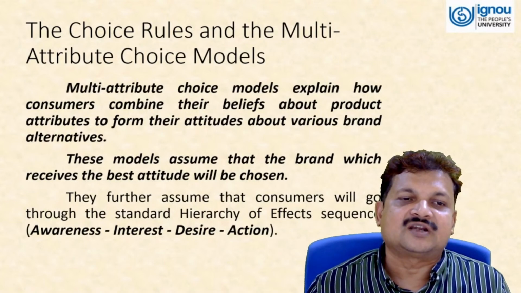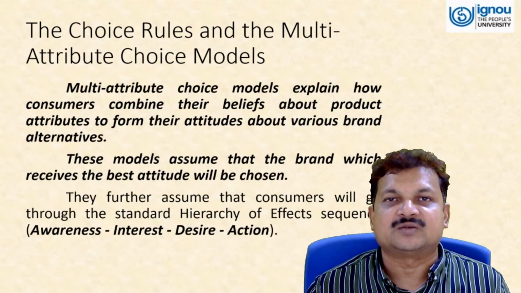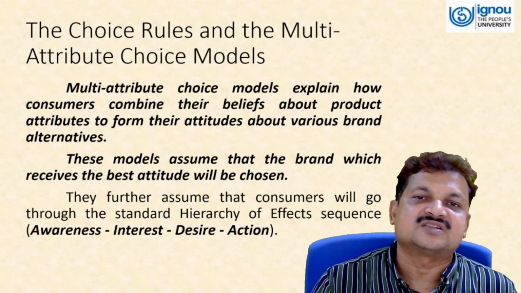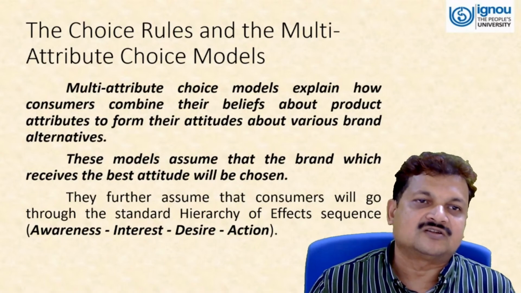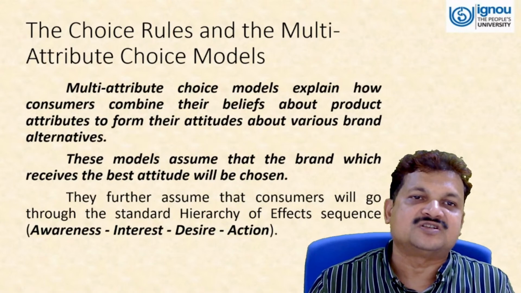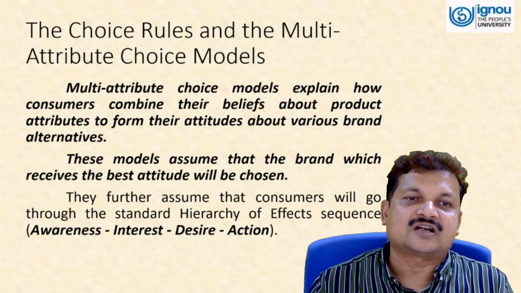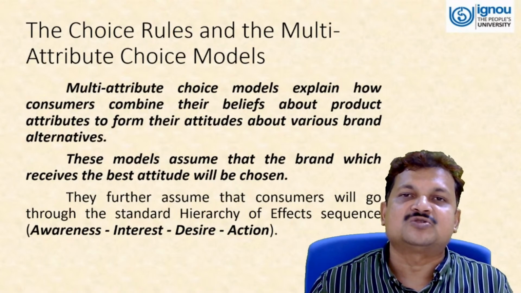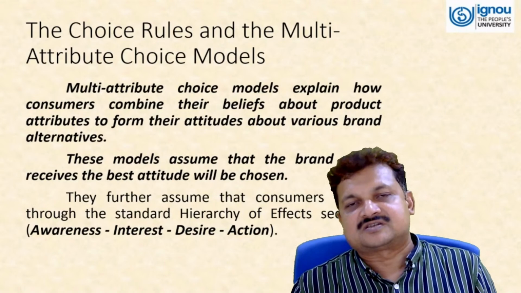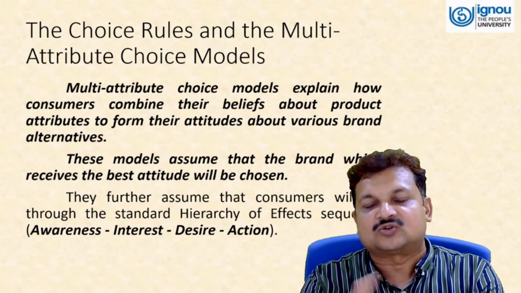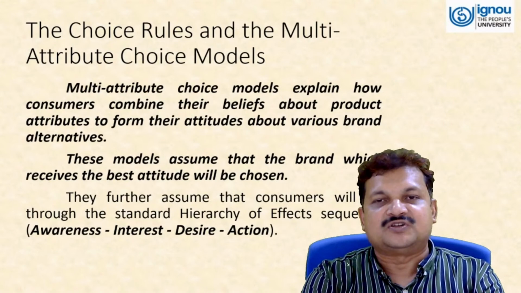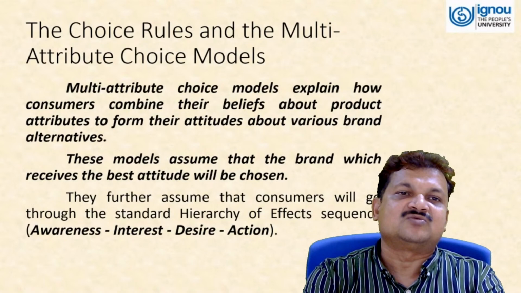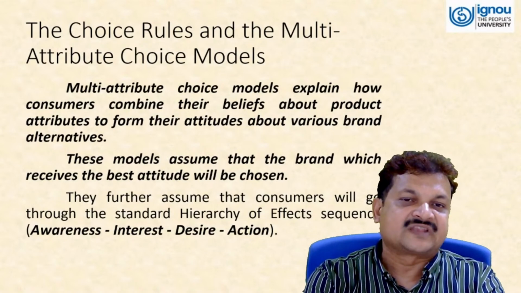You are not selecting only one attribute, you are going for multi-attributes. That means you want to see to what extent these attributes are good in this particular brand of product, and then you finalize. Multi-attribute choice models explain how consumers combine their beliefs about product attributes to form attitudes about the various brand alternatives. You think about adding all those features and calculating, which we are going to do now through examples. I can explain how consumers score the different attributes and finalize which is the best one or which is not a good one.